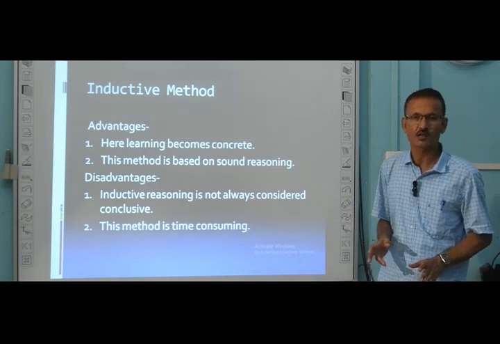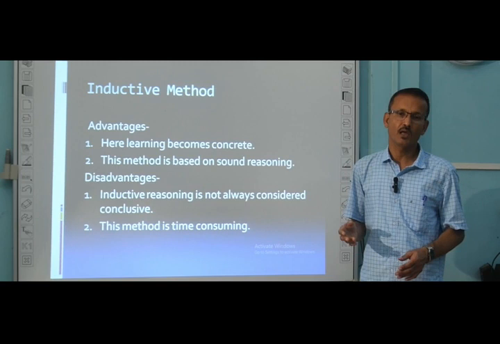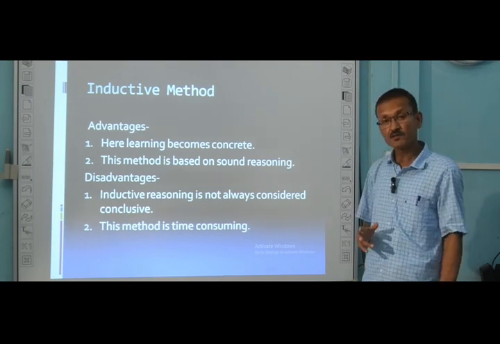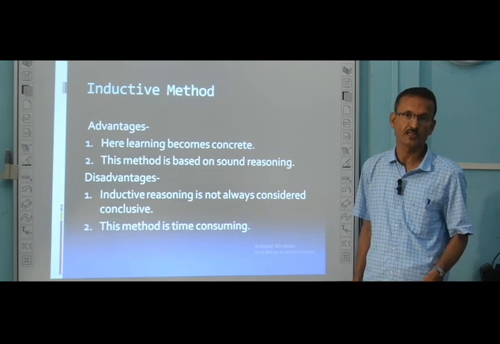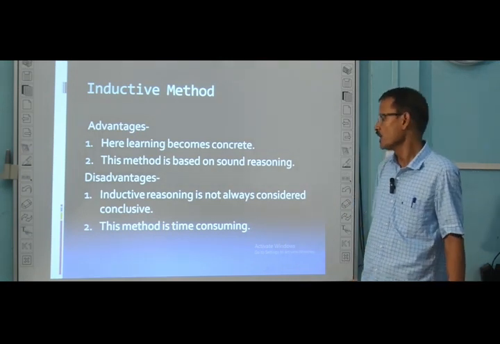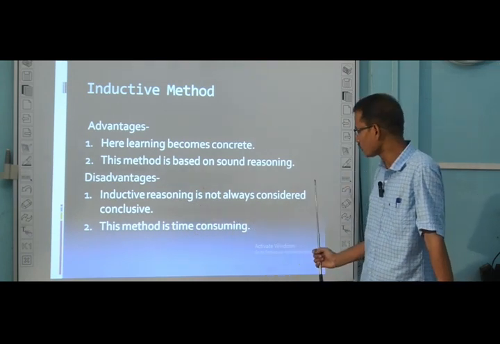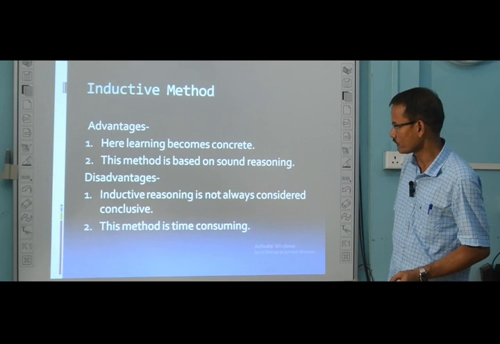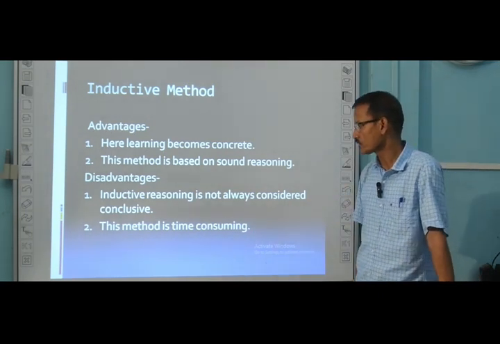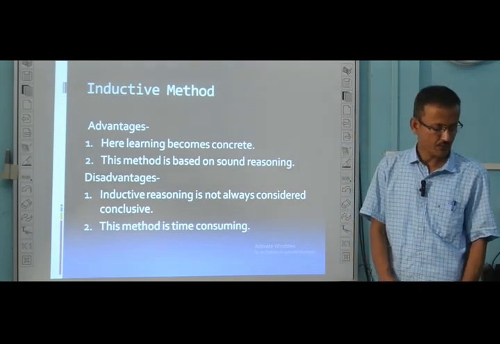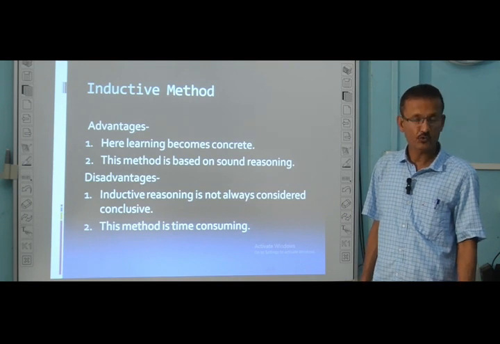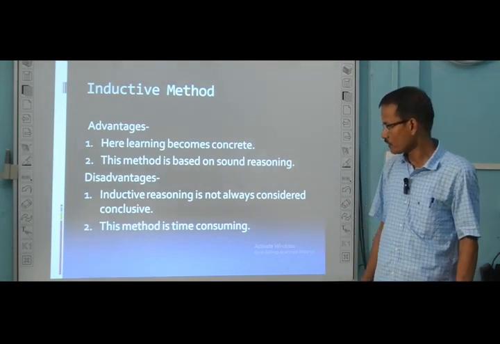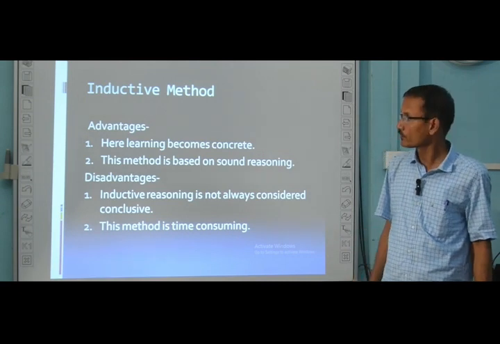But in the third or fourth instance, there is a possibility that we get a man from the place X who is not wicked or evil, he is a good person. So it's a tendency in everybody's mind to generalize from the examples we get. We generalize very easily. So we can say that inductive reasoning is not always considered conclusive. It may not always come to a well-accepted conclusion. That is disadvantage number one. Another disadvantage is that this method is time consuming. As we rely on examples, we consume much time to comprehend the examples and draw conclusions. So this method sometimes becomes time consuming.